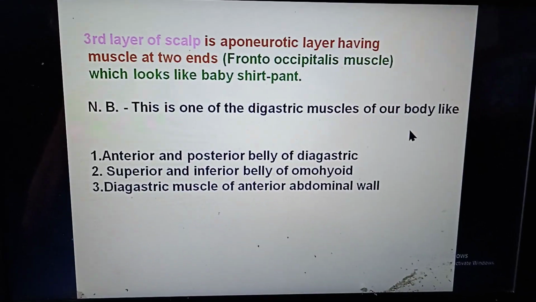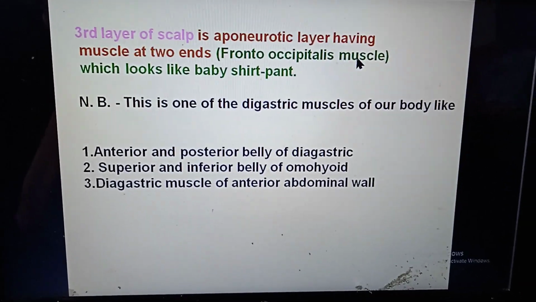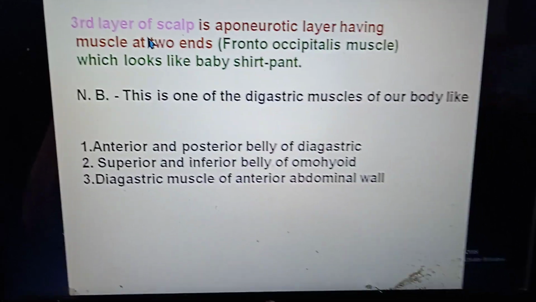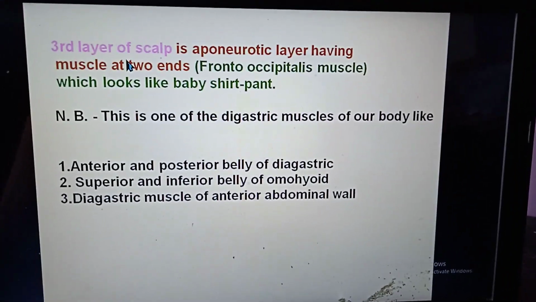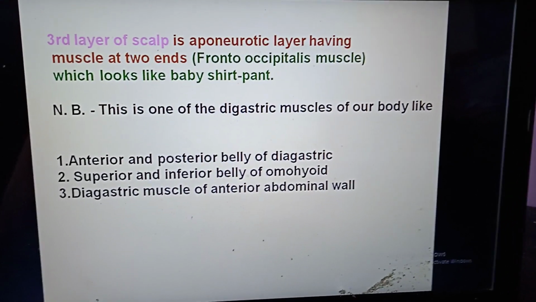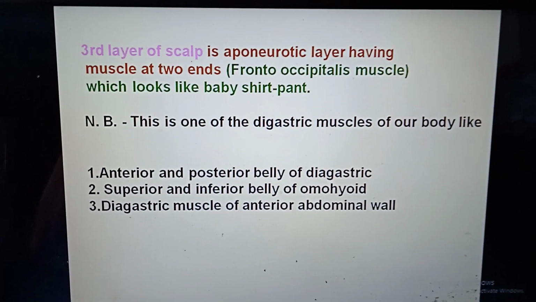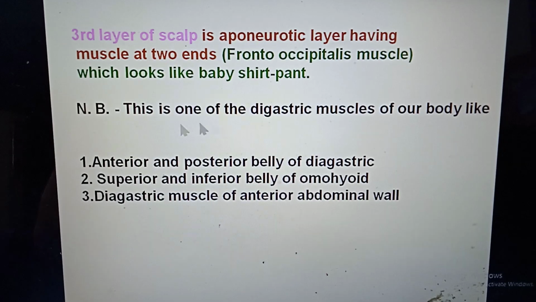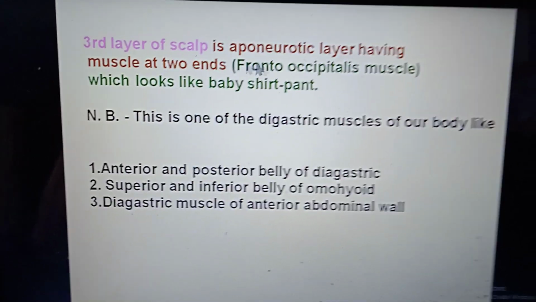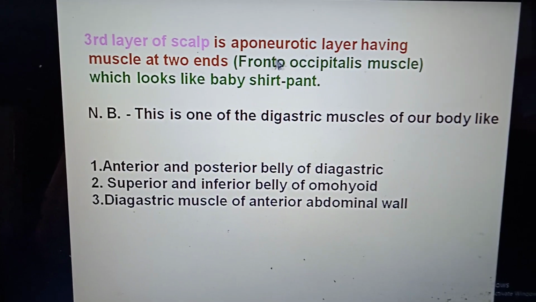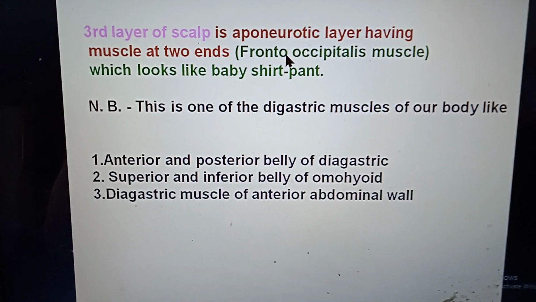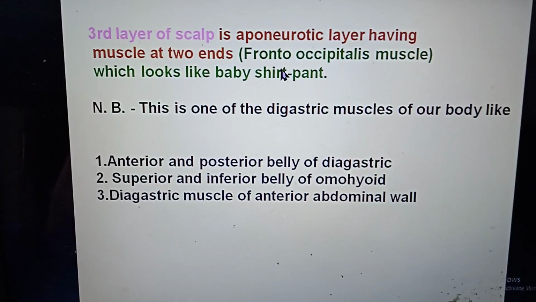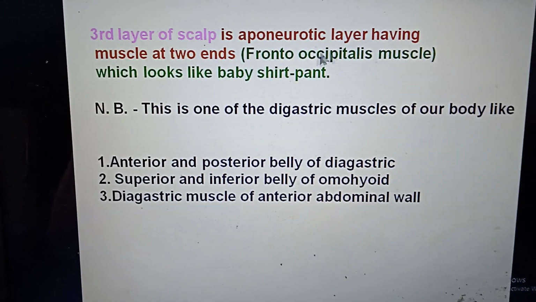Now what does it hint to us? The third layer of the scalp is the aponeurotic layer having muscles at two ends. That muscle is the fronto-occipitalis muscle, which looks like a baby shirt and pant. And this is a very peculiar muscle because there are two bellies, the frontal belly and the occipital belly, and these two bellies are connected by the aponeurosis.